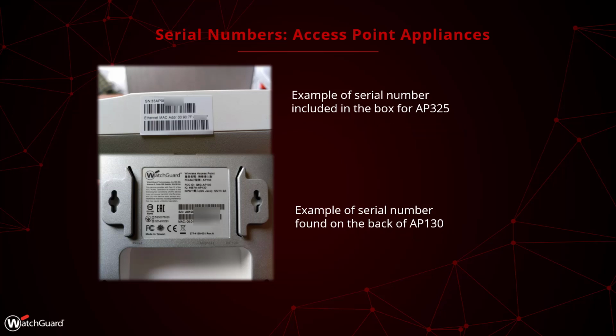All access point appliances have their serial number on the back of the device, which makes it more difficult to find after it's in production when it's placed high up in the ceiling, for example. To find the serial number for the access point appliance, look in the shipping box. There are two stickers in the box with the serial numbers printed on them. We place these stickers where it's easier to find after the appliance is in production.